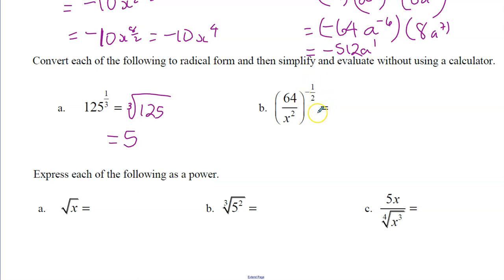A negative exponent. So here's the easiest way to do this: we'll change the negative exponent to positive, and when we're dealing with a fraction or rational, when you change the exponent from negative to positive, things are going to flip around. So we'll just flip it: x squared over 64 to the positive 1/2, which will be the square root of x squared over 64, which will be x over 8.